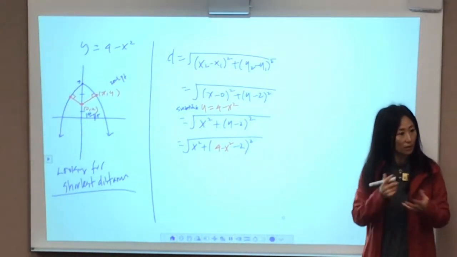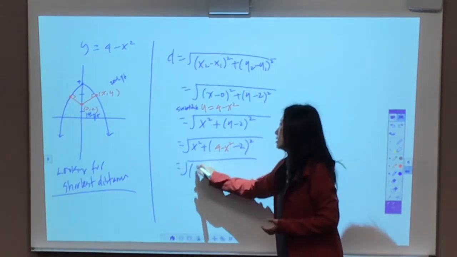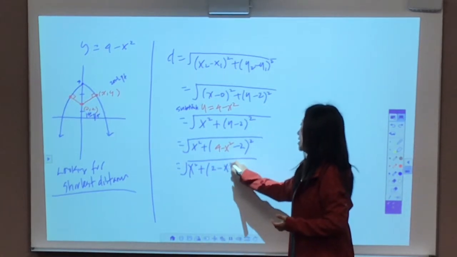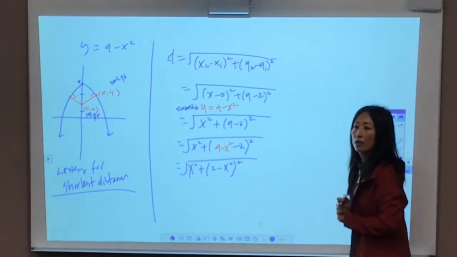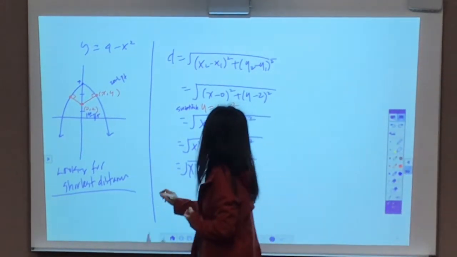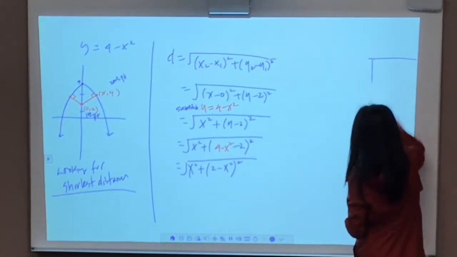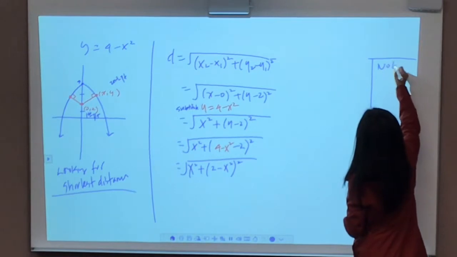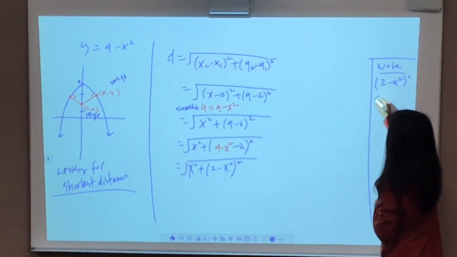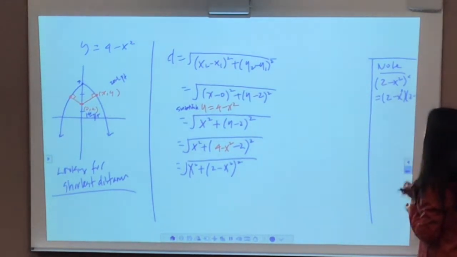All right, I'm doing the same thing over. Just make sure you get everything I'm doing. So you're going to say, okay, this is the same as x squared plus 2 minus what? X squared, to the square. Minus x squared, square means 2 minus x squared times 2 minus x squared.